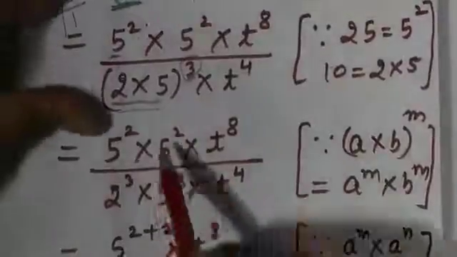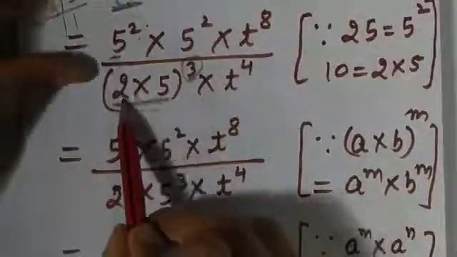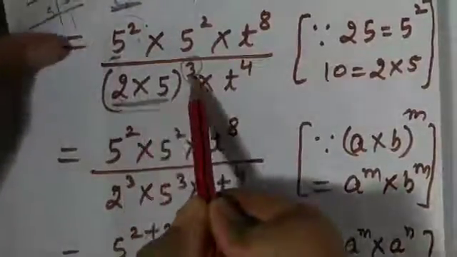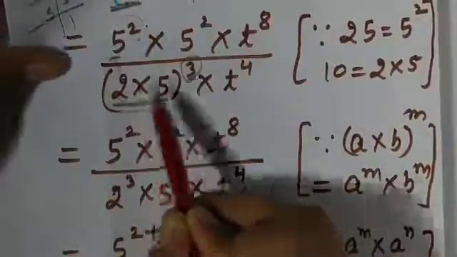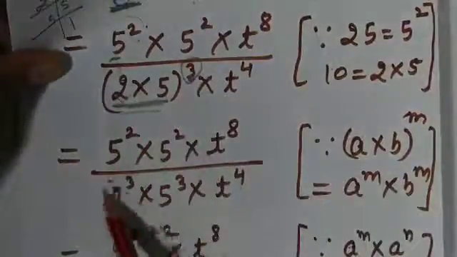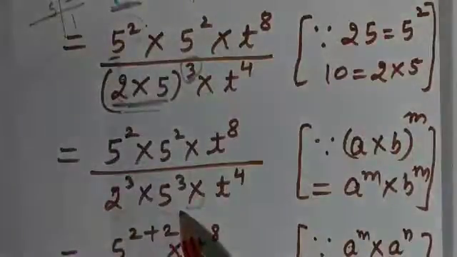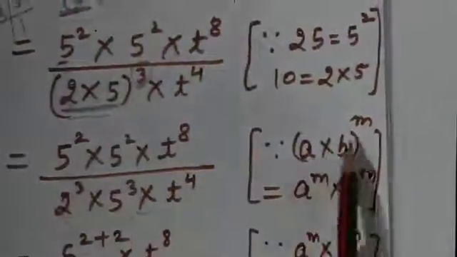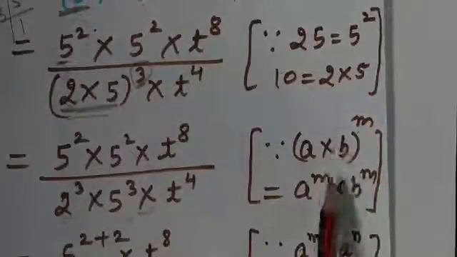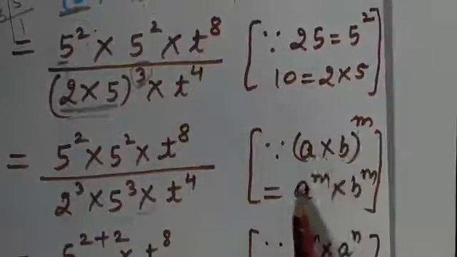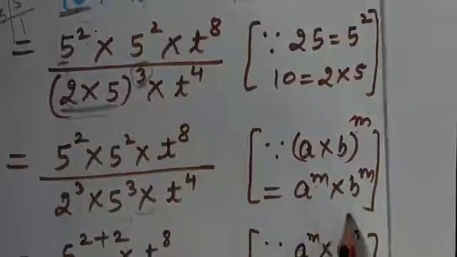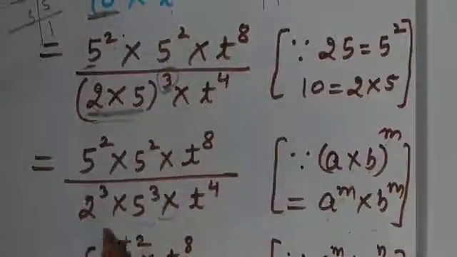Now next, I have applied the law that a into b whole raised to the power 3, so the powers get distributed to each number. It will be 2 to the power 3 and 5 raised to the power 3. This we have learned in the law that a into b whole raised to the power m is equal to a to the power m into b to the power m. Okay, so the same I did.